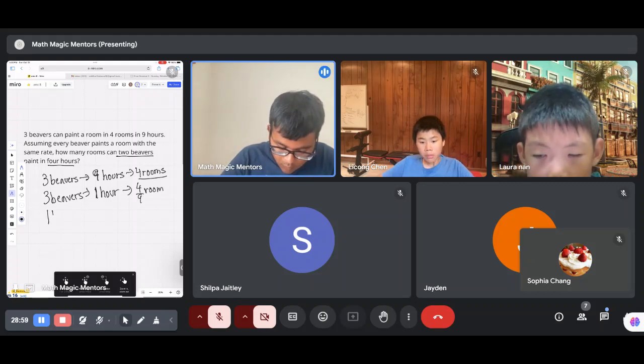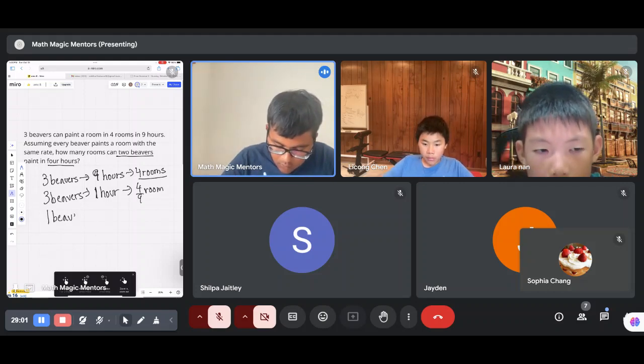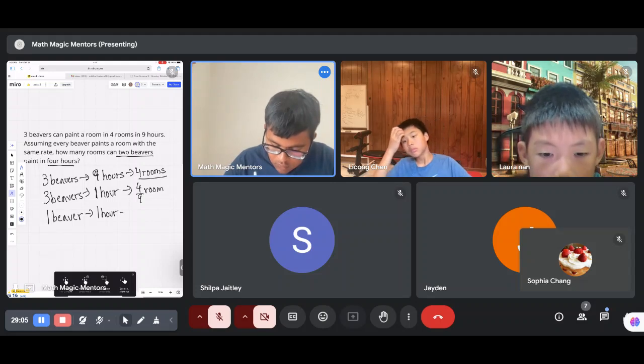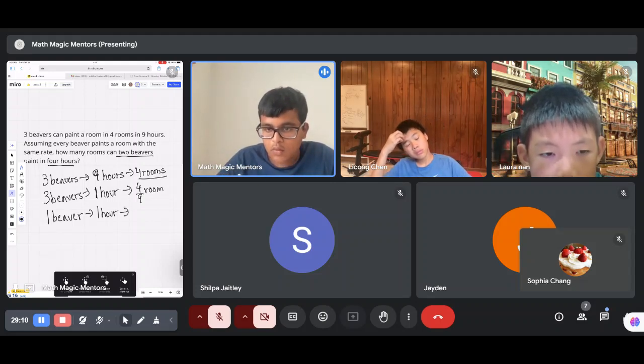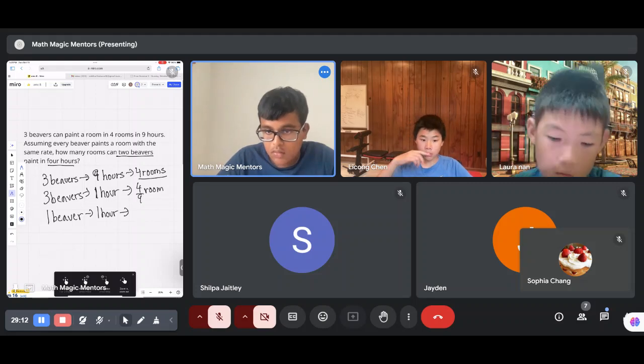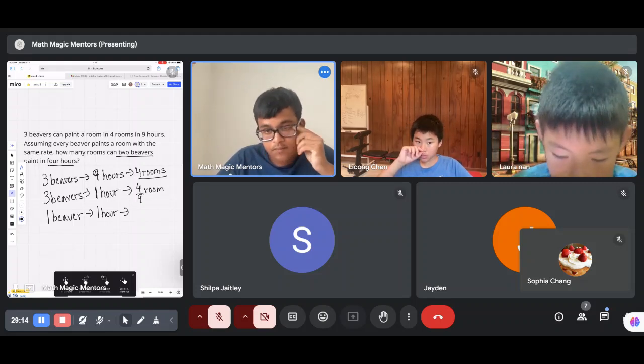So now let's think about what one beaver will paint in 1 hour. How many rooms, or how much of the room, will the beaver paint in 1 hour? Or one beaver in 1 hour.